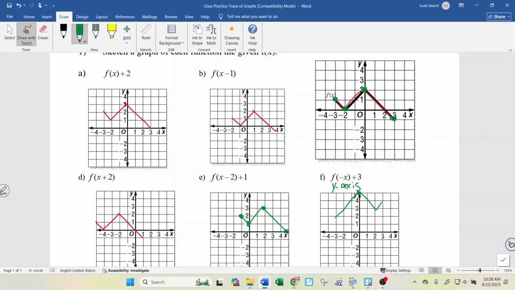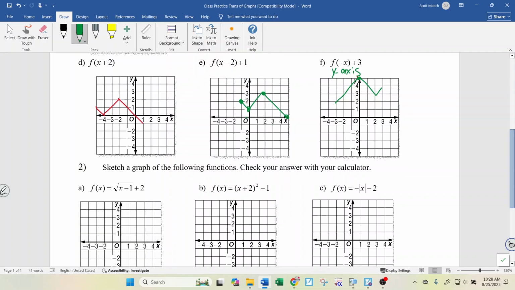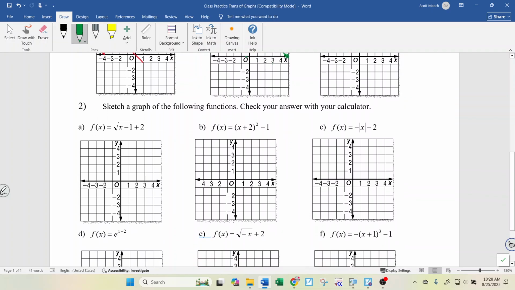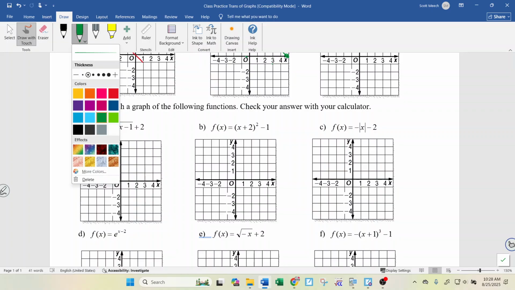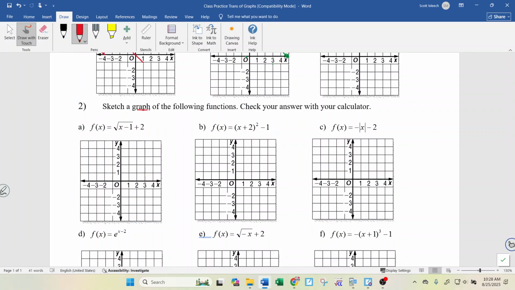Now, what we want to do is take those movements, those transformations, and combine them with our parent functions. So, square root of x minus 1 plus 2. You have your parent function sheet in front of you, and we know the square root. Now, we know this is going to move it right 1, up 2. So we know our normal shape and it goes right 1, up 2. So we get something that looks like that.